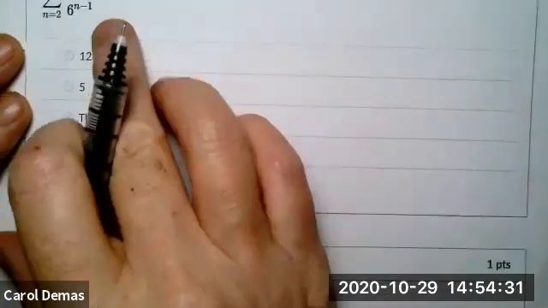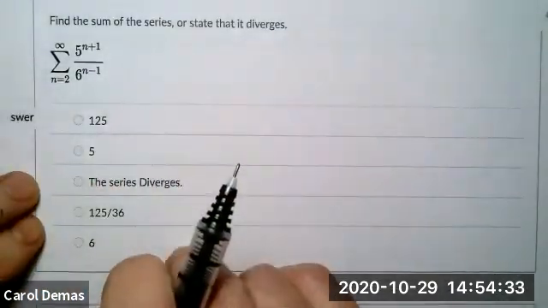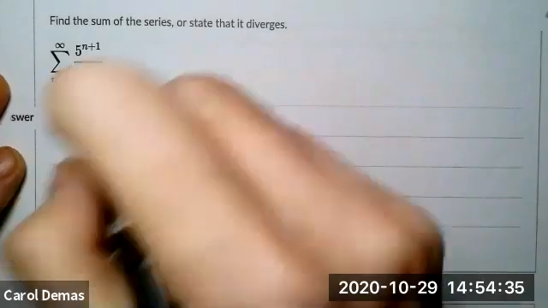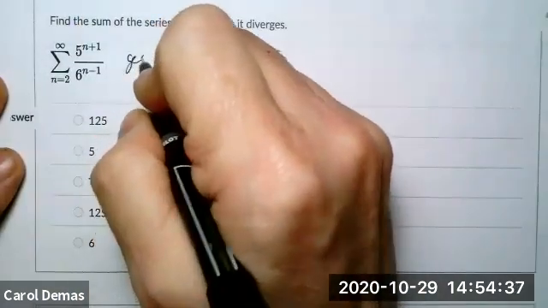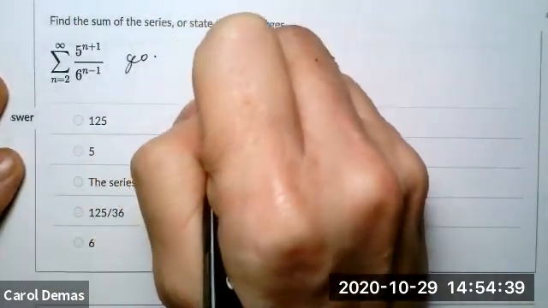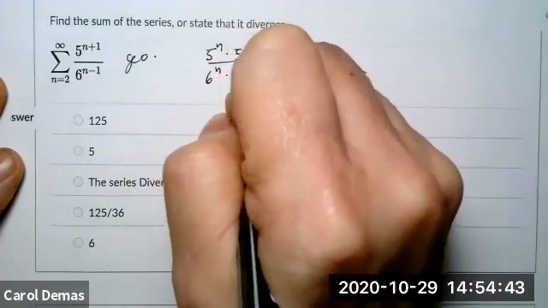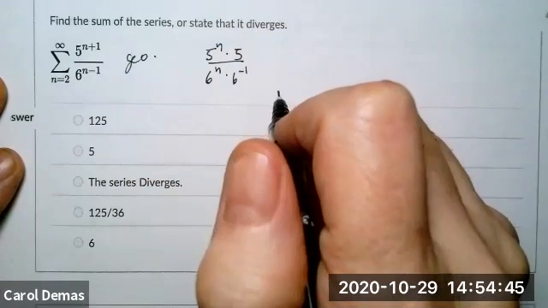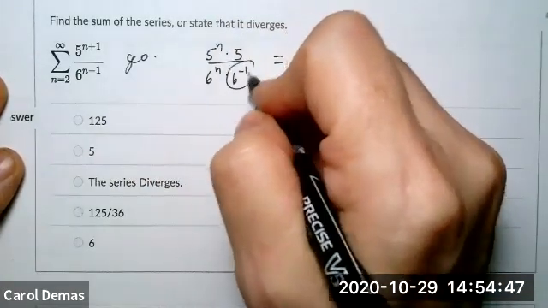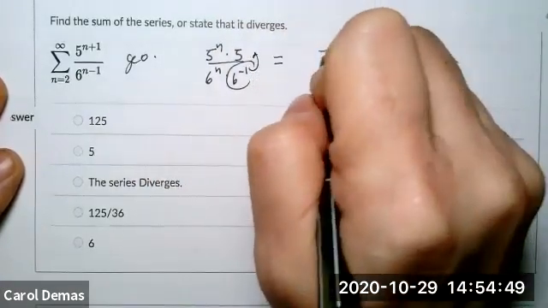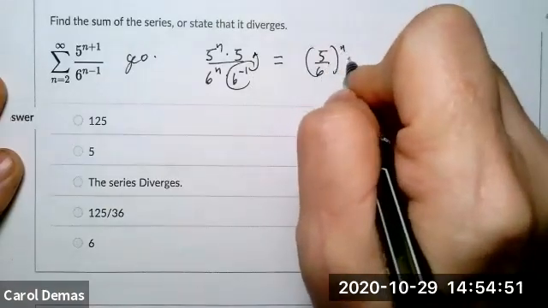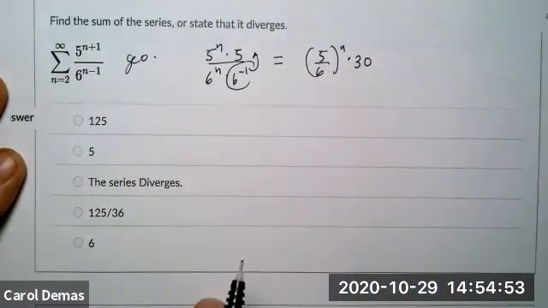Okay, what about this one? What do we have here? Geometric. This is a geometric series, and we can write it 5 to the n times 5 over 6 to the n times 6 to the negative 1. And that means you can bring it upstairs. So we'll have 5 over 6 to the n times 30.